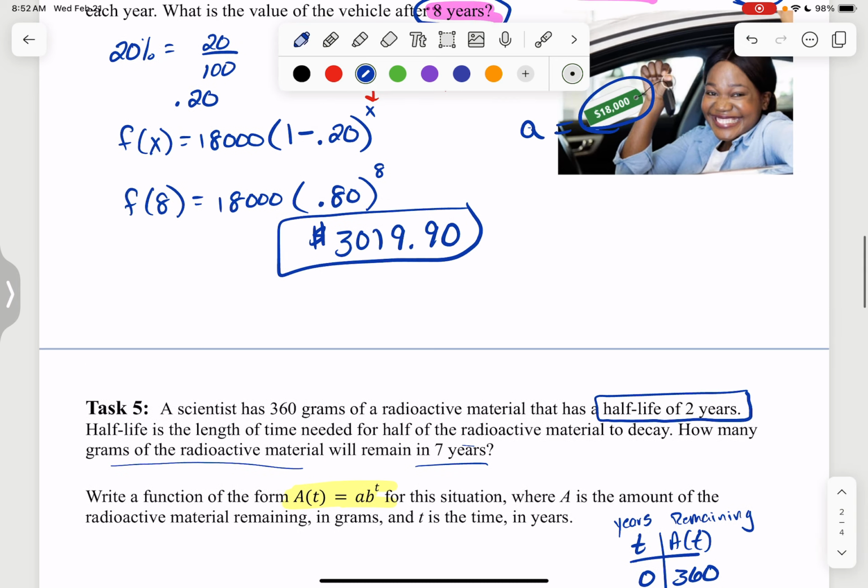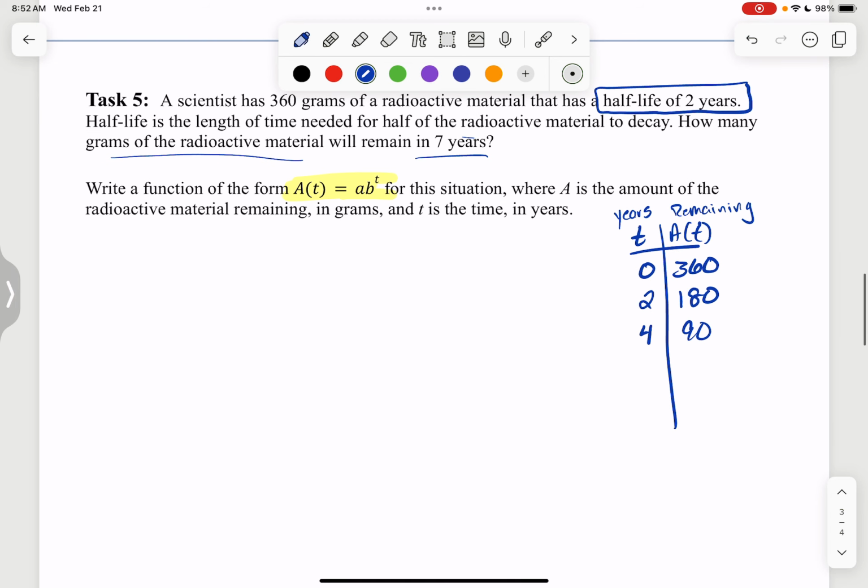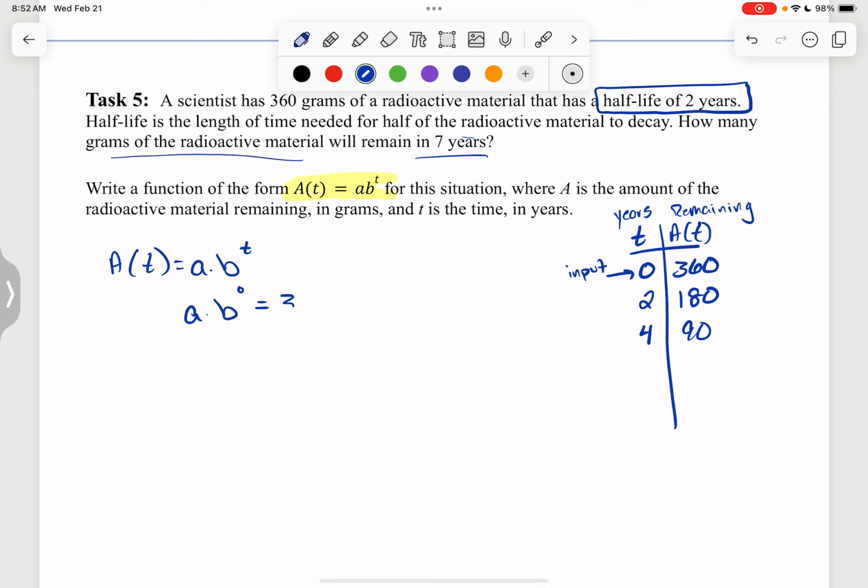So we now need to come up with an equation. A of t equals a times b to the t. These are my inputs again. When I input a 0, a times b to the 0, I should get out 360. Well, b to the 0 is 1, so a times 1 equals 360, so I know my a value. I know my a is 360. We're halfway there. A of t equals 360 times b to the t.